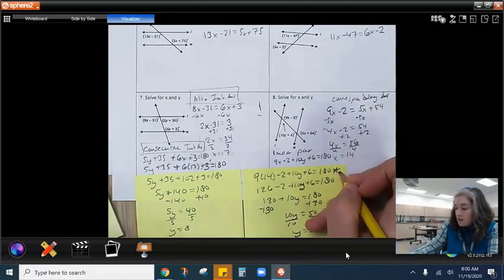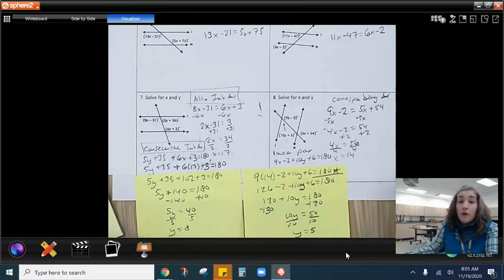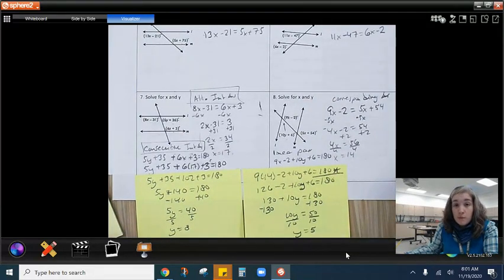Again, it's very important that you know what supplementary is. Supplementary is when they add to make 180.